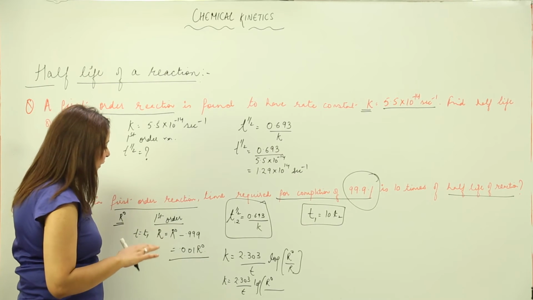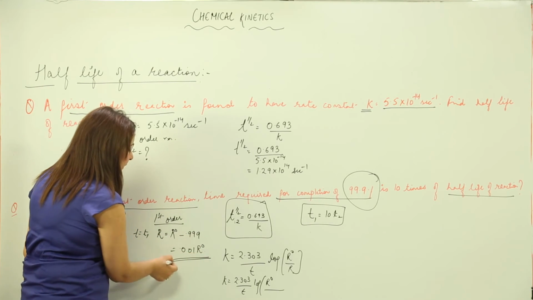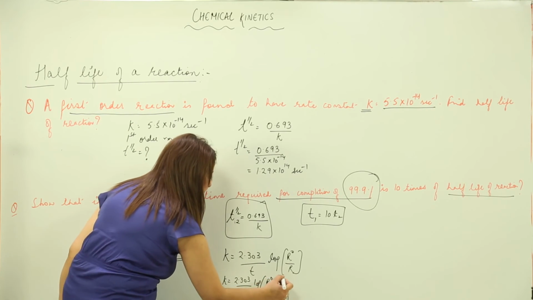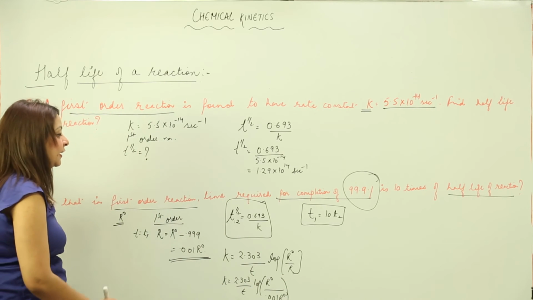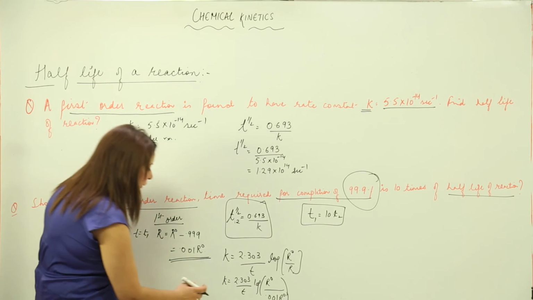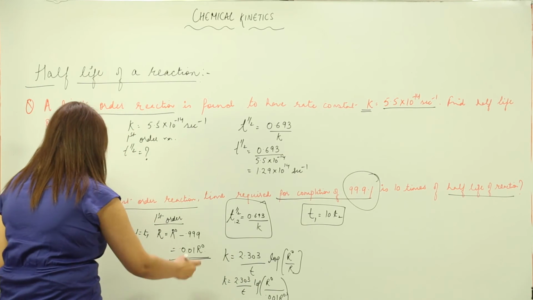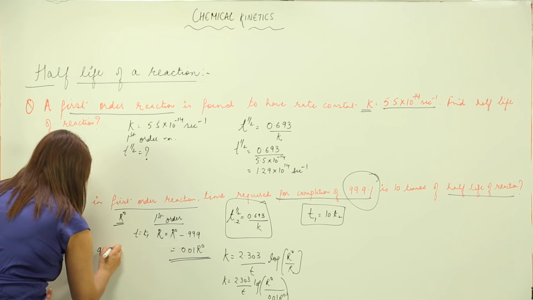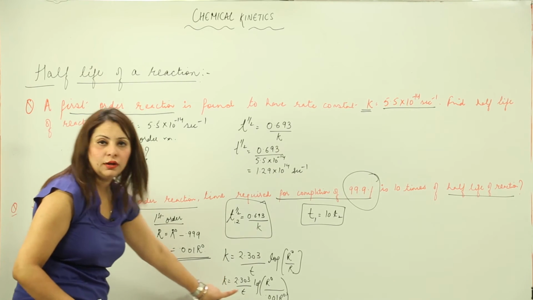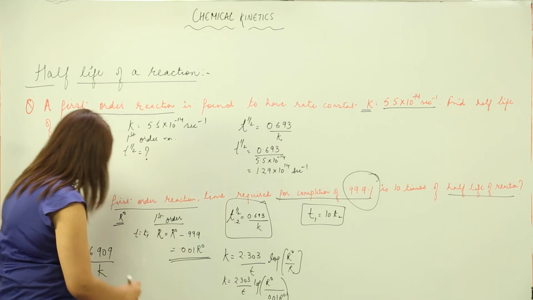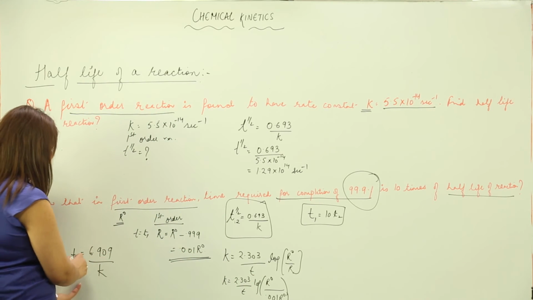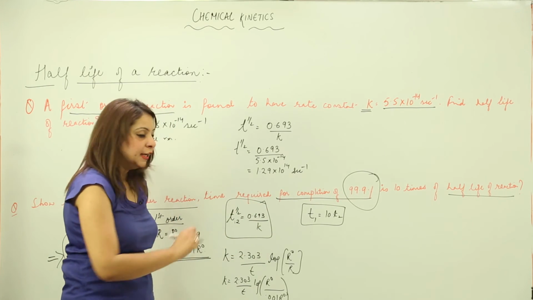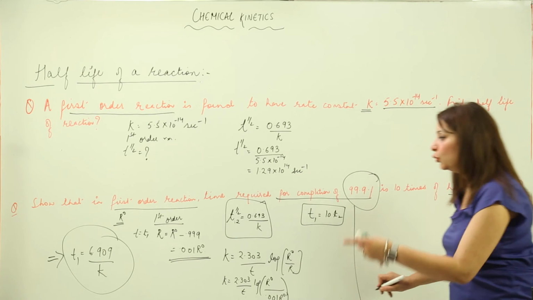So log R naught divided by R, and what is R? It is this, right? So 0.001 R naught. This is what we have. Then after solving this expression, we get T as 6.909 upon K. After taking the log and solving, we get T is equal to 6.909 upon K. So let us assume it as T1. And what is T2? It is this, right? Now we are in a position to equate them.